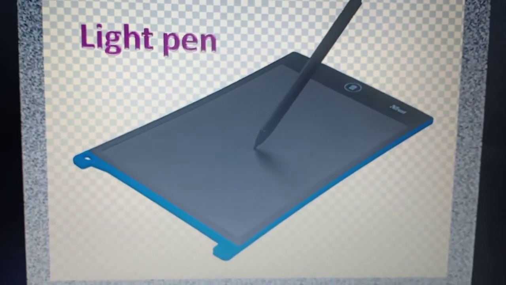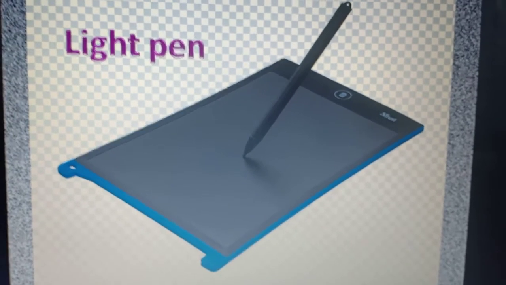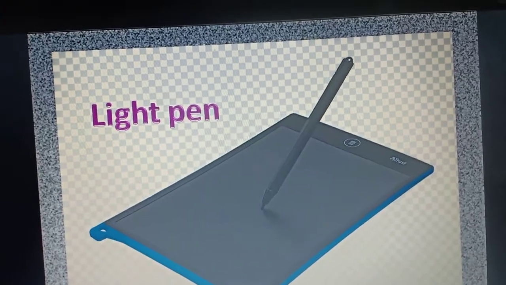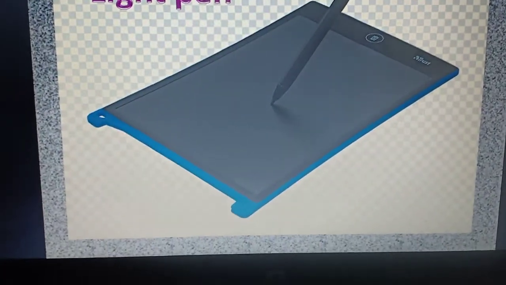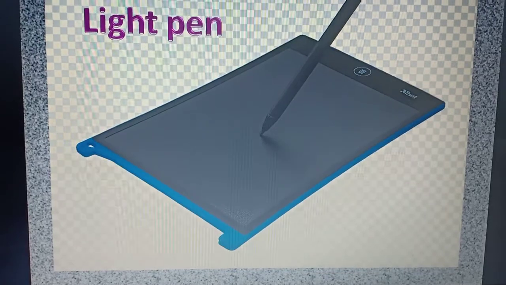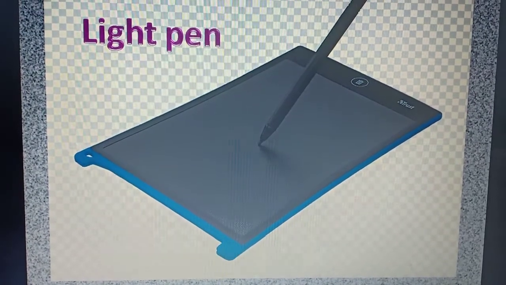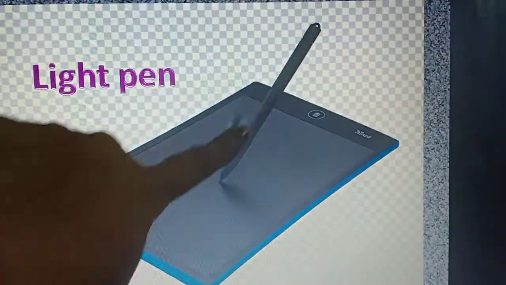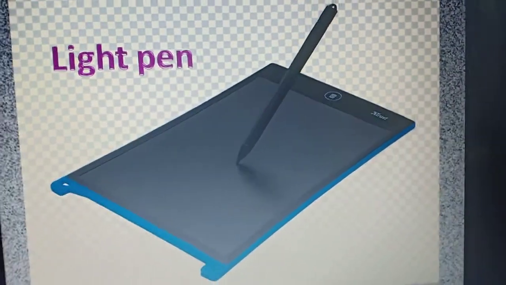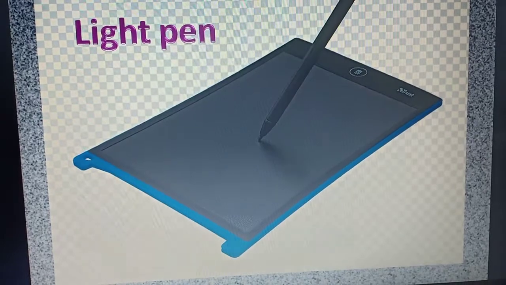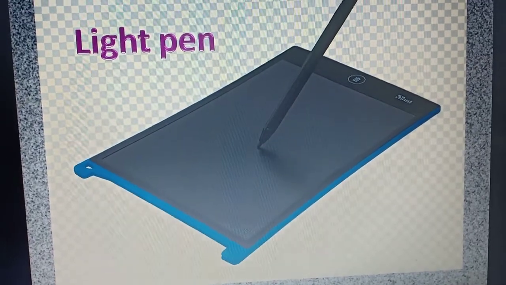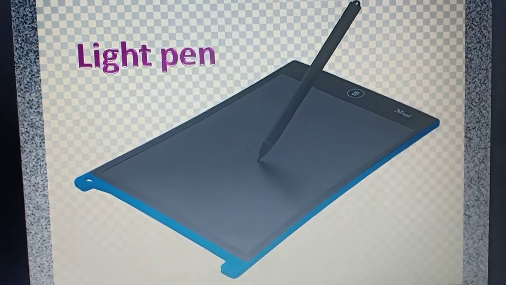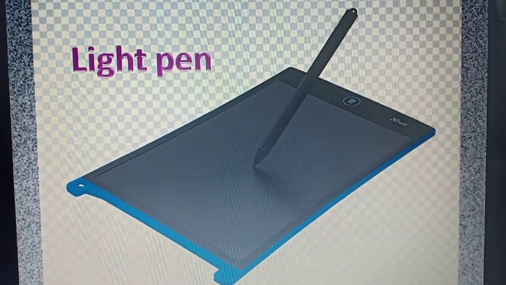So this is the next input device, that is light pen. A light pen is again a pointing device that is connected to the monitor. This is a pen shaped structure. Pen shaped, exactly looks like a pen. This one is light pen. It is used to draw pictures on the screen. It also helps to select the objects on the screen by pointing on the object.